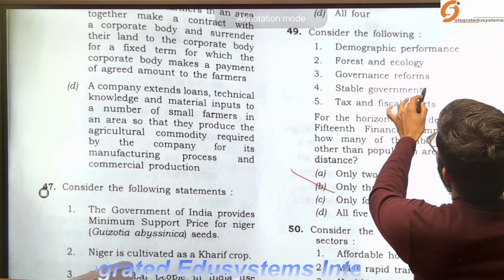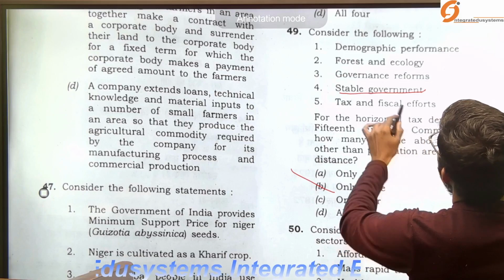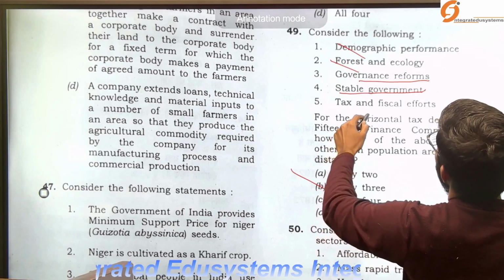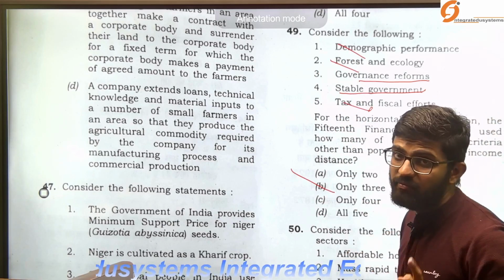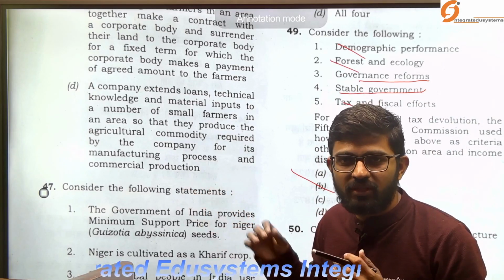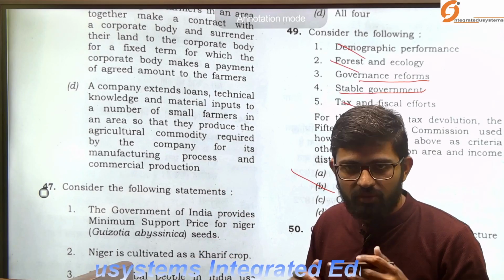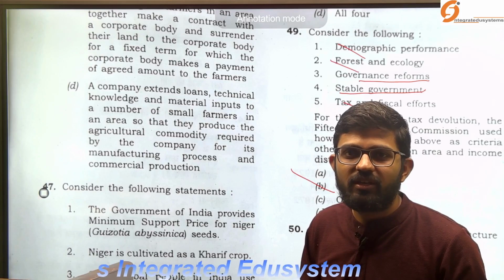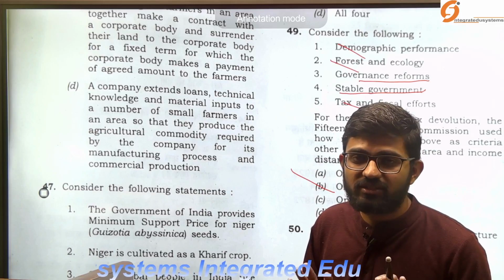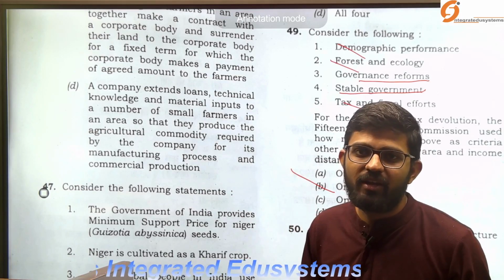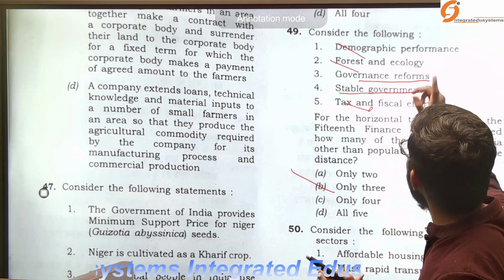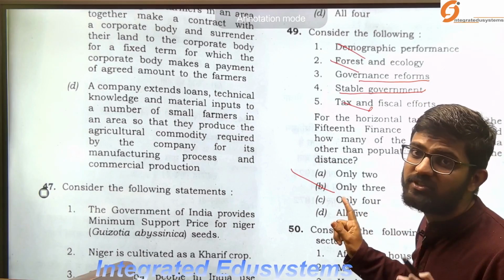Stable government cannot be there, definitely. And you cannot say governance reform. Forest is definitely a criterion, and tax and fiscal efforts. If the 15th Finance Commission said that funds are given based on governance reform, that is a very subjective thing. What may be reform for you may not be for me. The 15th Finance Commission knows very well they cannot play with the words. So definitely the answer is only 3: demographic performance, forest and ecology, and tax and fiscal efforts.